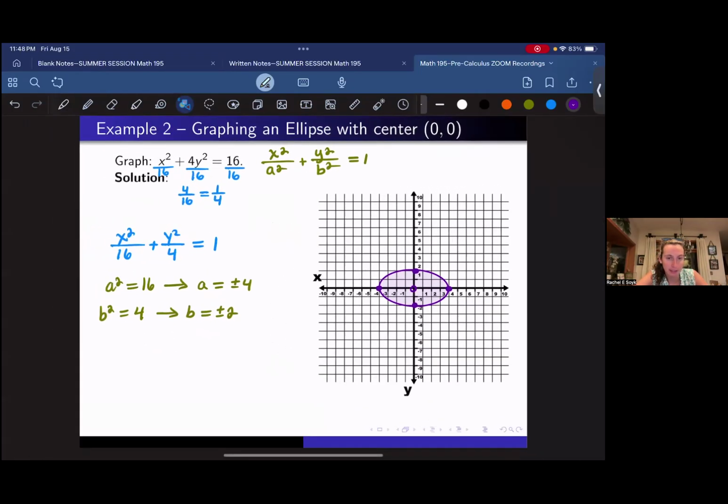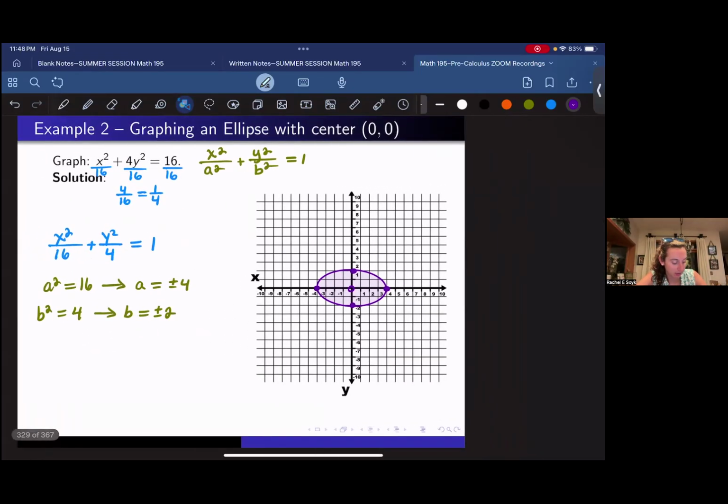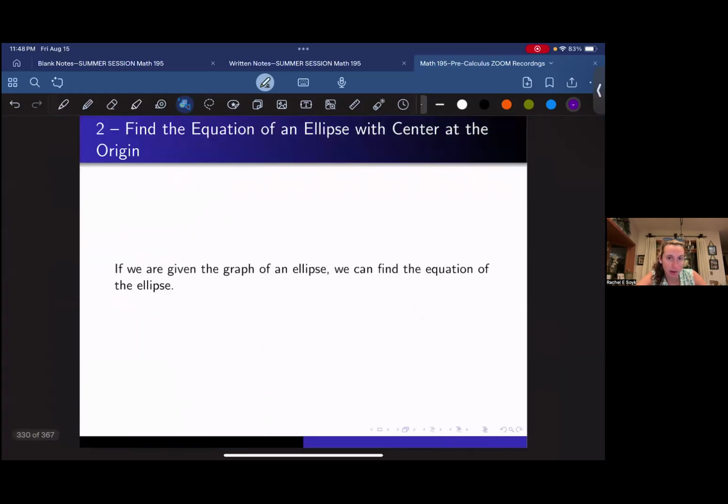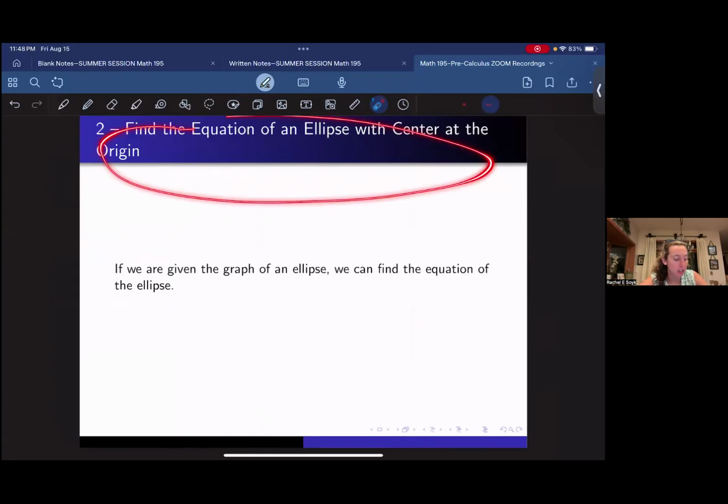So let's continue on to our second objective, which is finding the equation of an ellipse with center at the origin. It's now very similar to what we've been working with, but now instead of graphing the equations that are given to us, we're going to be given graphs that we need to find the standard equations for.